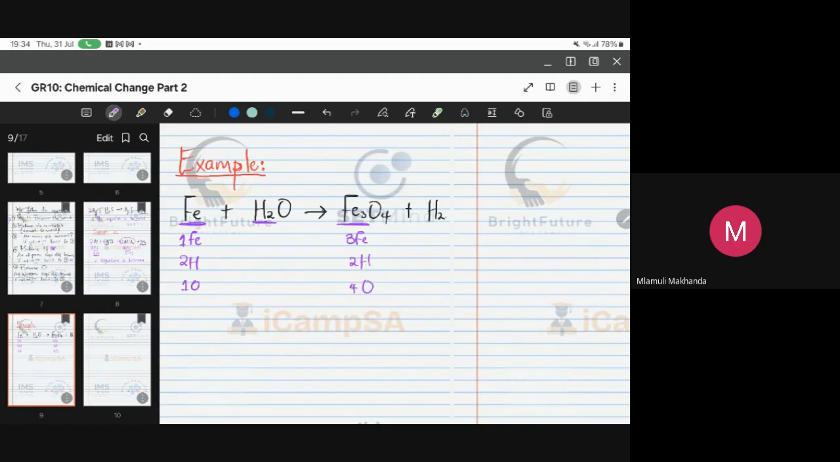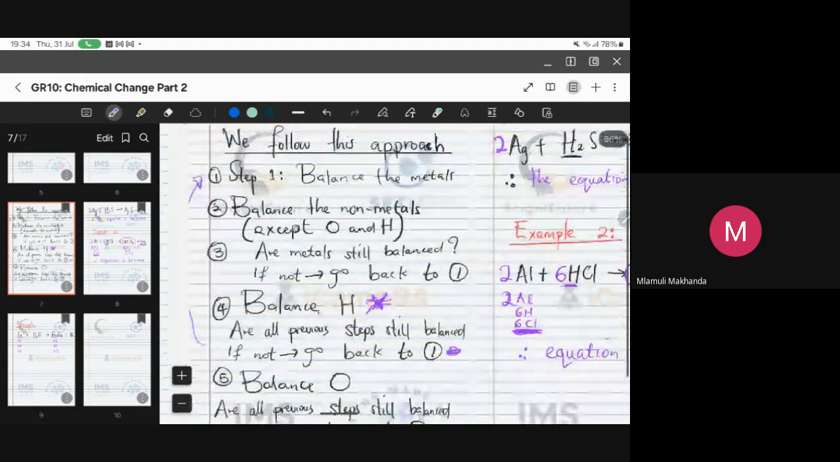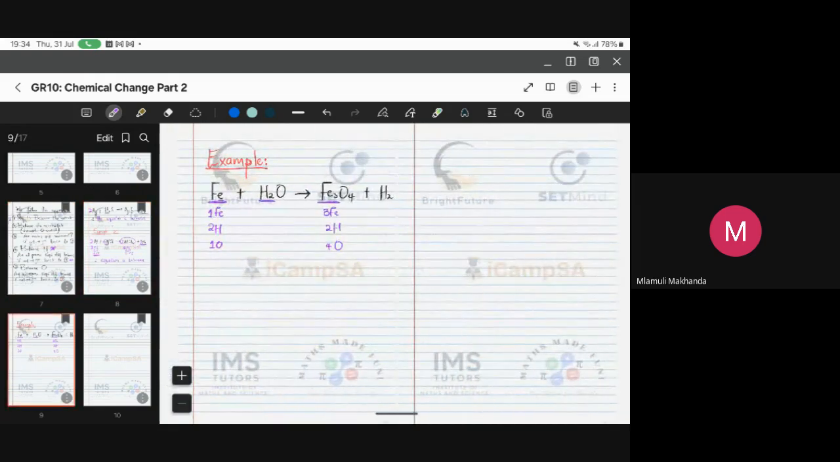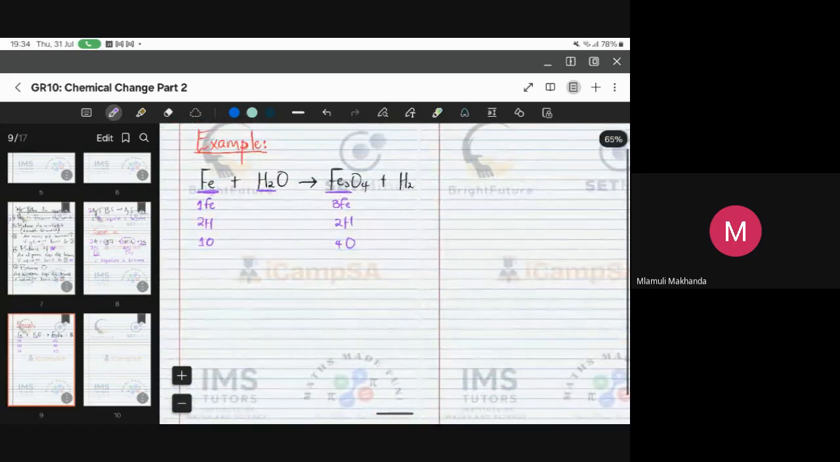Step 1, balance all the metals. This is our step 1. Balance all the metals. Iron is our metal. It's the only metal that we have actually. So let's see if we can balance iron. Let's put a 3 here. That means our new reactant would be 3 Fe. And then we have 3 Fe on this side as well.